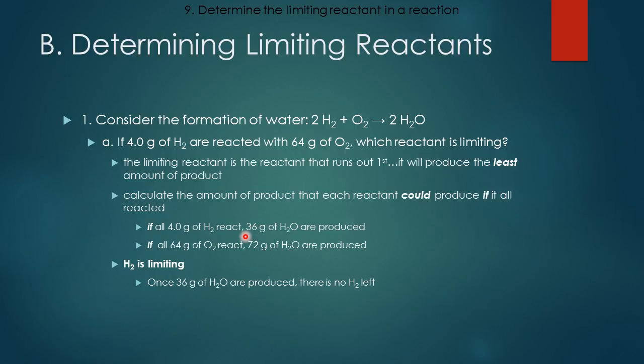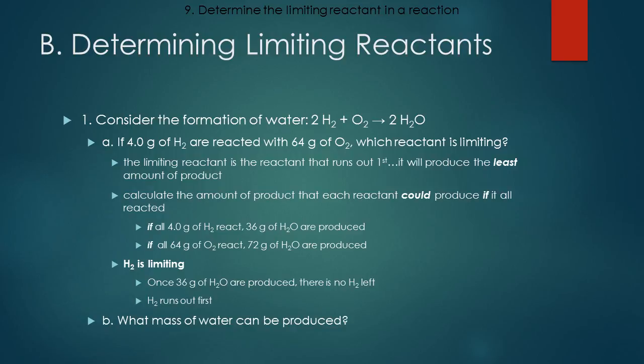In other words, once we get to 36 grams of water, there's no hydrogen left. It's all gone because all 4 grams reacted. So hydrogen is limiting because it will produce the least amount of product. So in other words, we're saying it runs out first.